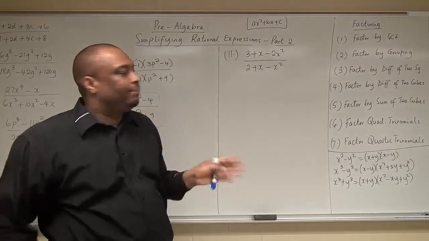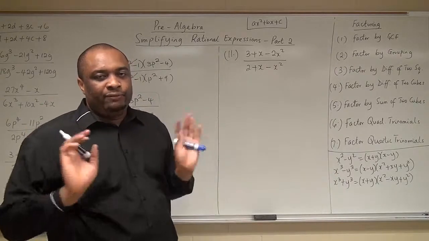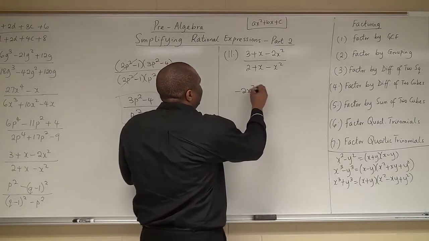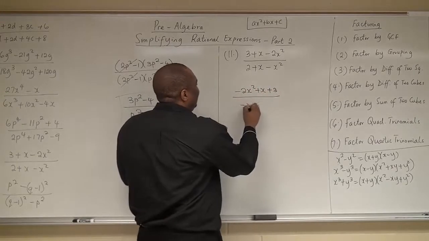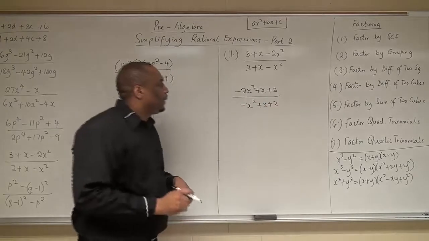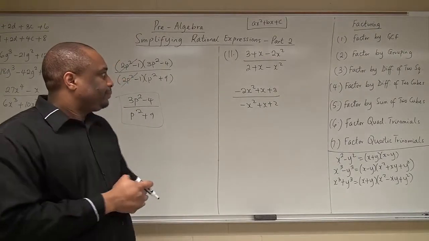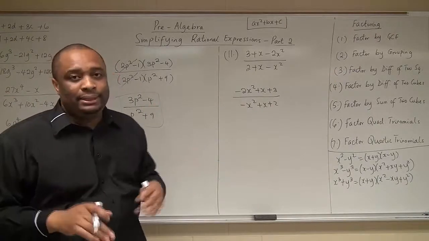Let's arrange both of them. The numerator and the denominator, they are not arranged. We've got to arrange it first. So this is (-2x^2 + x + 3) all over (-x^2 + x + 2). Okay, so we have done that. I didn't add my own signs, no. They are still with their signs.